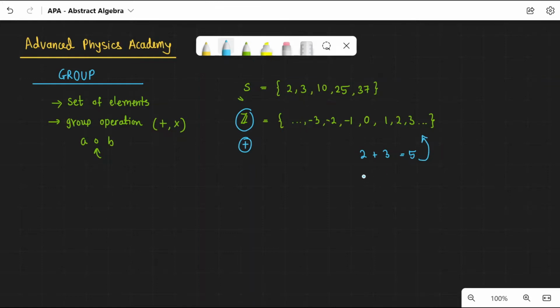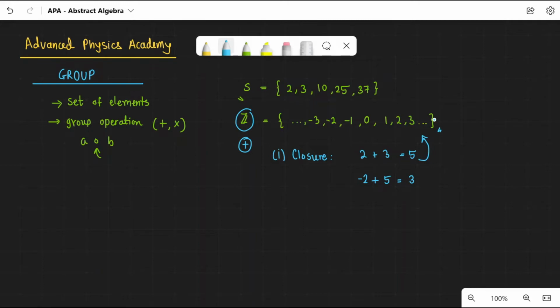You take any two integers and add them together like this, and you will find an integer belonging to this set. It will never happen that you add any two integers and you get a number that does not belong to this set, because integers are closed under addition. We call this property the closure property. It means you take any two elements, perform group operation, and the result is still inside that set.